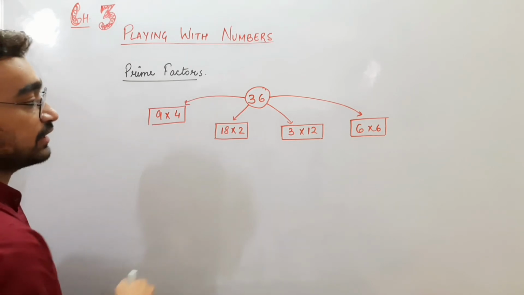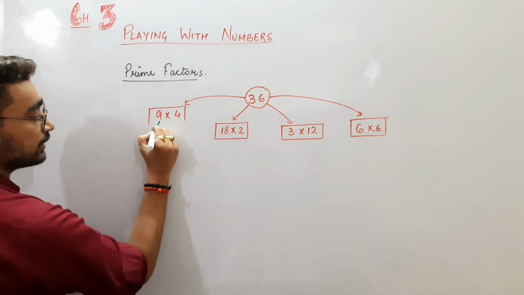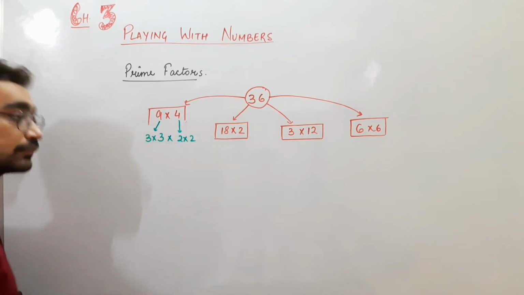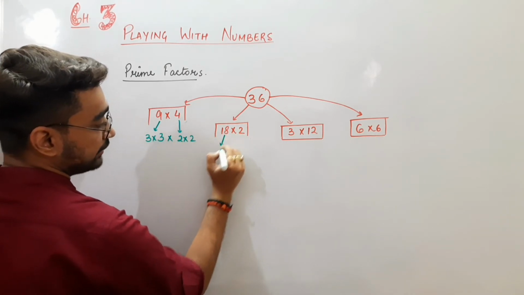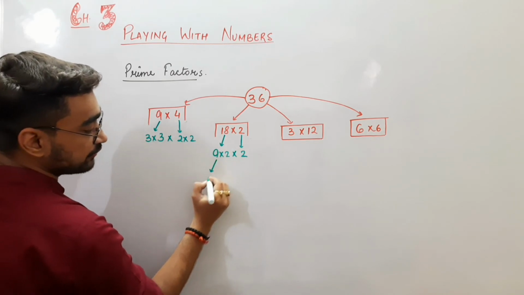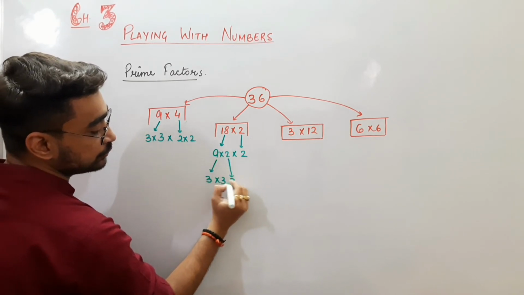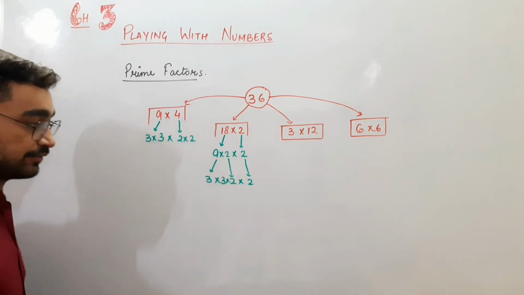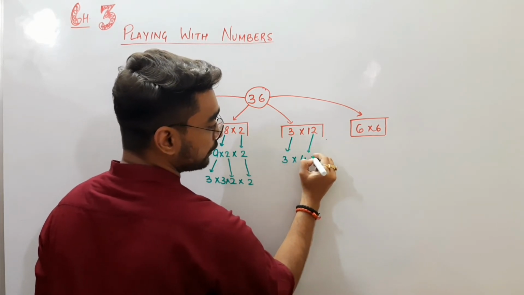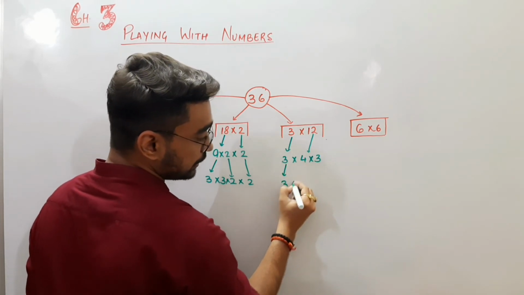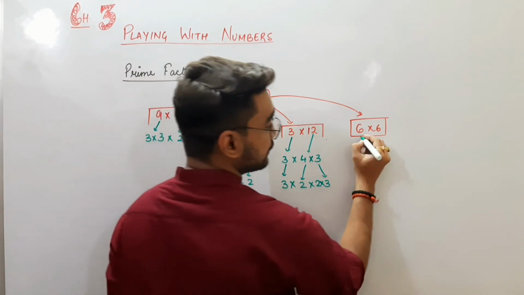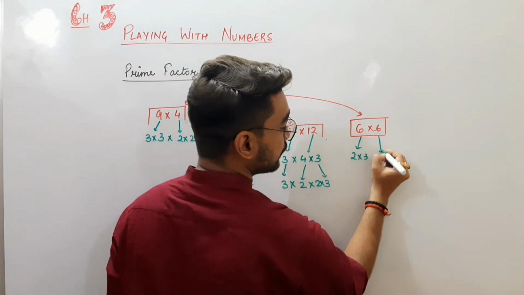Now let us further find out their factors. This 9 into 4 can be written, 9 can be written as 3 into 3, and 4 can be written as 2 into 2. Good. In this case, it can be written as 3 into 3 into 2 into 2. Now this 3 into 12 can be written as 3 into 4 into 3, or 3 4s are 12. 3 into 4 can be written as 3 into 2 into 2, and then 3. This 6 into 6 can be written as 2 into 3 into 2 into 3.